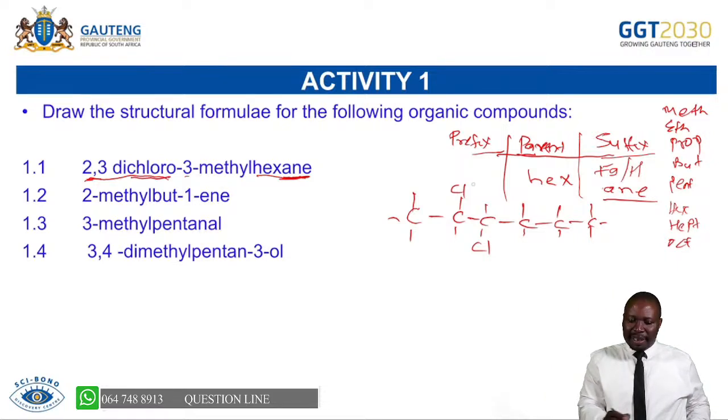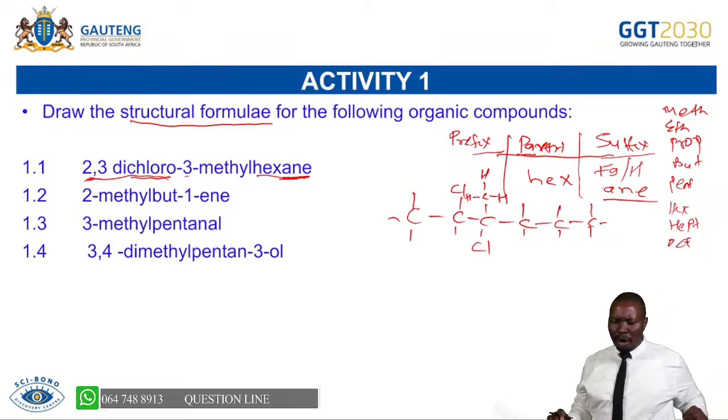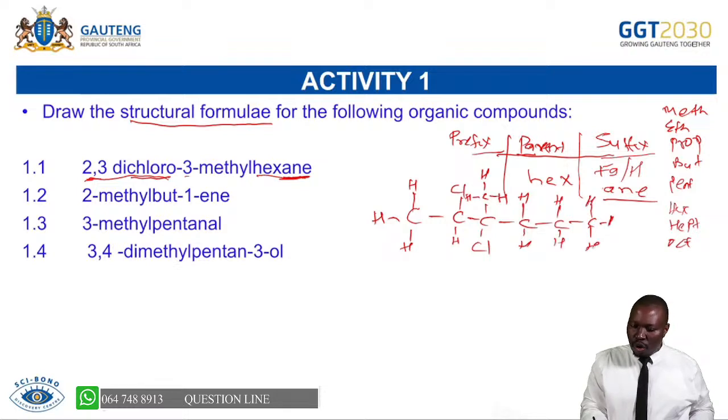Remember, they said structural formula. You can't just write CH3. You will write it as carbon bonded to 3 hydrogens. So please, when it's a structural formula, we said we show all the bonds. So you are able to see that this is 2,3 dichloro, 3 methyl. Then remember, all the carbons must have the hydrogens that remain. We put the hydrogens there.